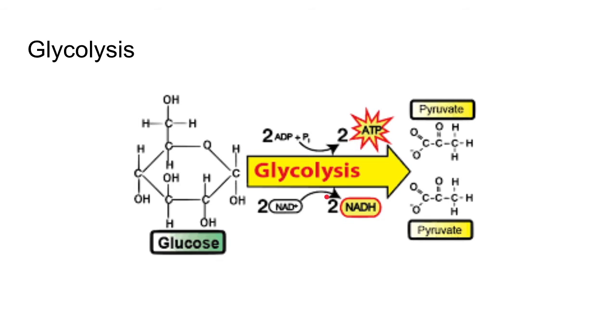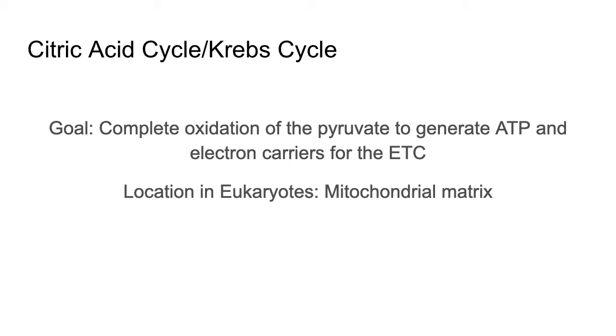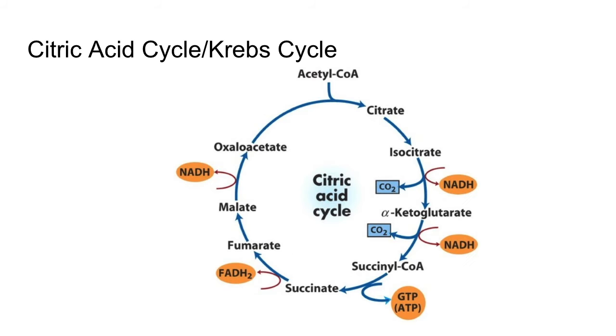The goal of the next step, the citric acid cycle, or the Krebs cycle, is to complete oxidation of the pyruvate to generate ATP and electron carriers for the ETC. The location in eukaryotes of this step is the mitochondrial matrix. The location in prokaryotes is the cytoplasm, since they do not have any membrane-bound organelles. The waste of this process is carbon dioxide.